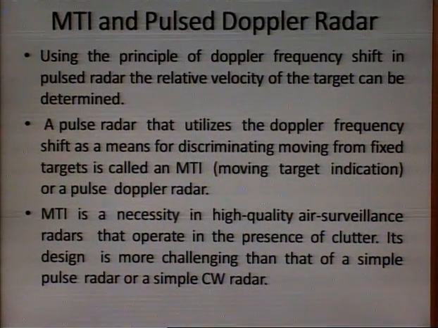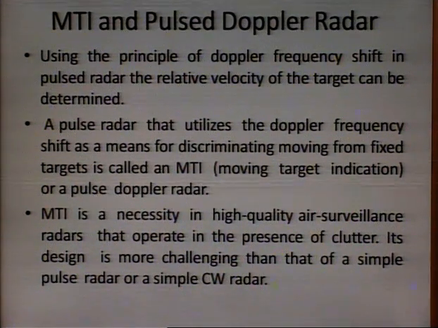A pulse radar that utilizes the Doppler frequency shift as a means of discriminating moving from fixed targets is called an MTI or a pulse Doppler radar. MTI is moving target indicator radar, which means whether the target is moving or stationary, it can be detected by the radar. This MTI radar detects all the targets, whether they are moving or stationary.